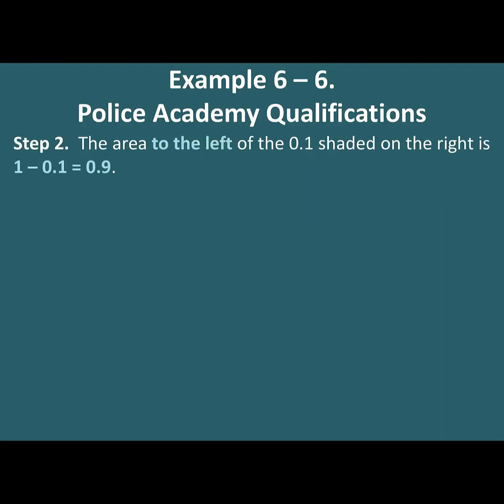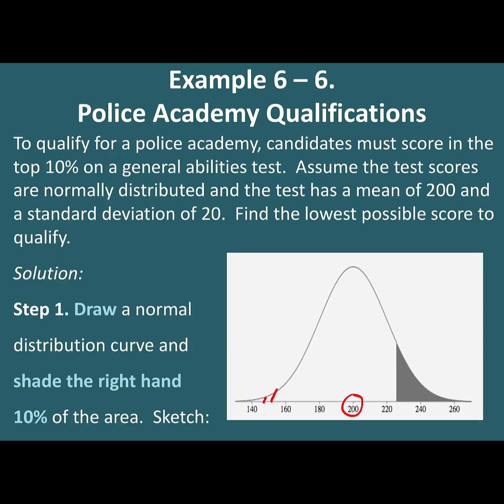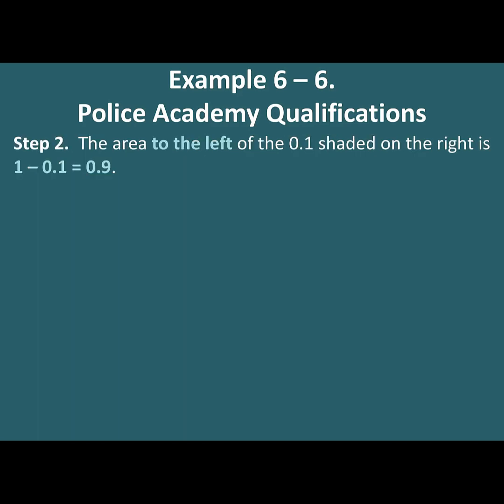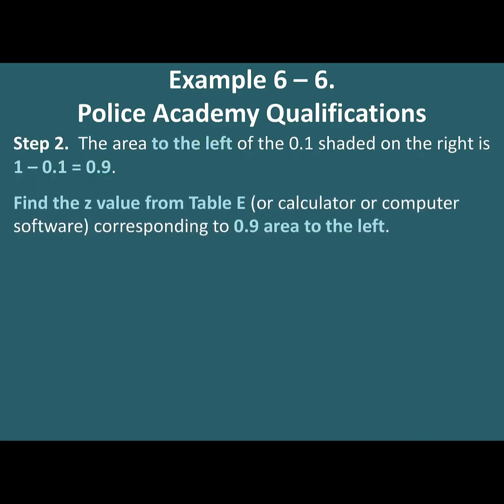Step 2, the area to the left of the 0.1 shaded on the right is 1 minus 0.1, which is 0.9. To make it more clear, the area to the left of the initial shade is 0.9. So now we find the value from the table or a calculator corresponding to 0.9 area to the left. As you can see, the answer is z equals 1.28.